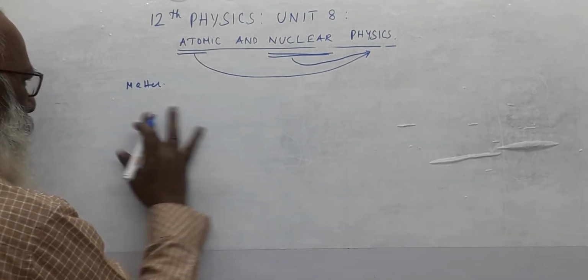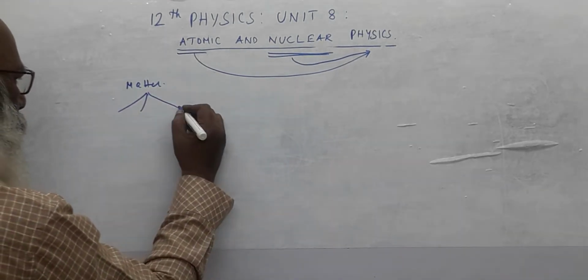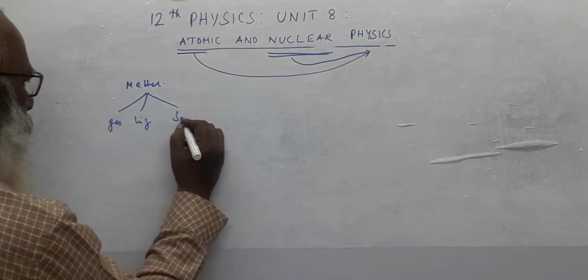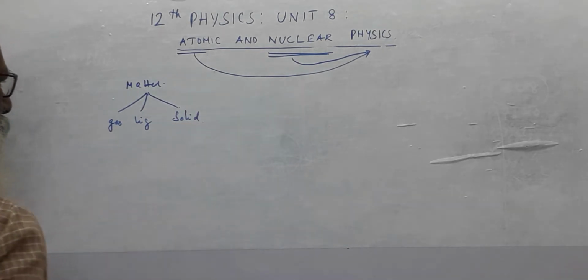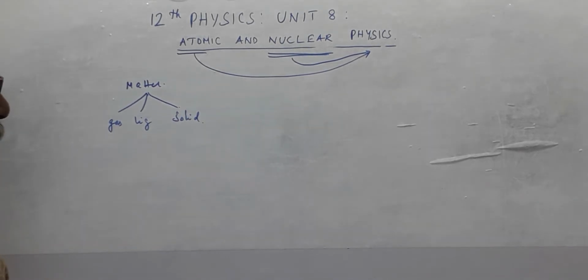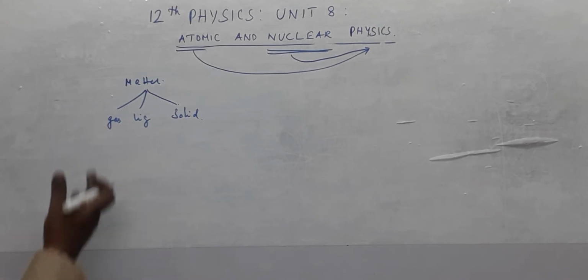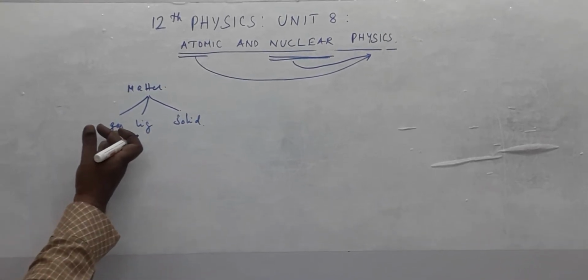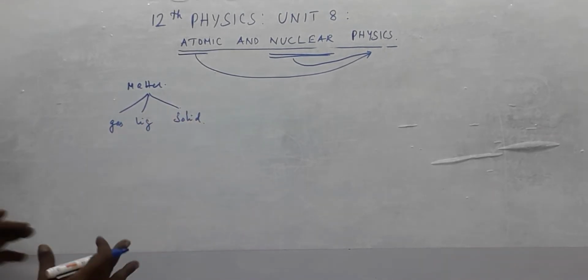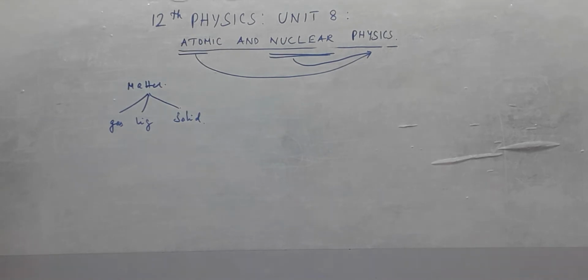Matter can be classified into three main groups: gas, liquid, or solid. As per our convenience, we are utilizing these three states of materials. We can use the gases, the liquids, and the solids in different ways in our day-to-day life. That's a very important concept.